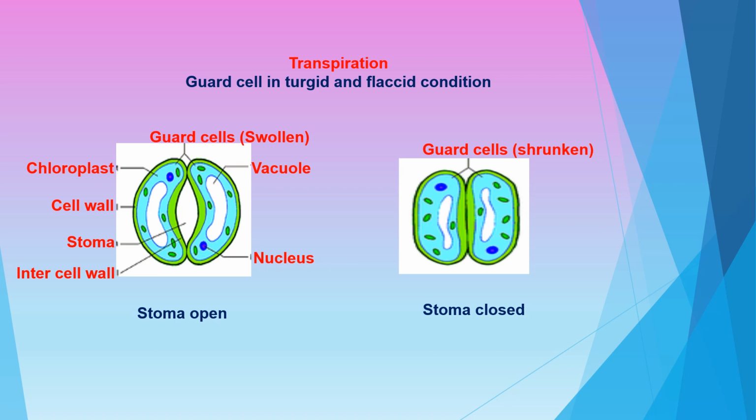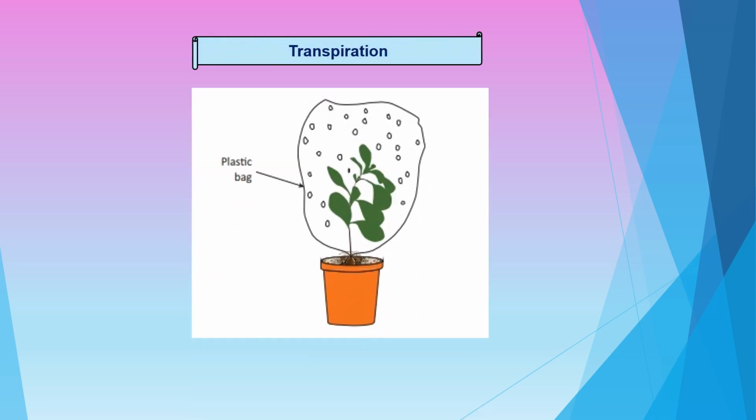This way transpiration occurs. When the stoma is open, transpiration is fast. When the stoma is closed, transpiration will not occur. Now let us see transpiration. In this diagram, how does transpiration happen in the plant? We have to prove it with the help of this diagram.